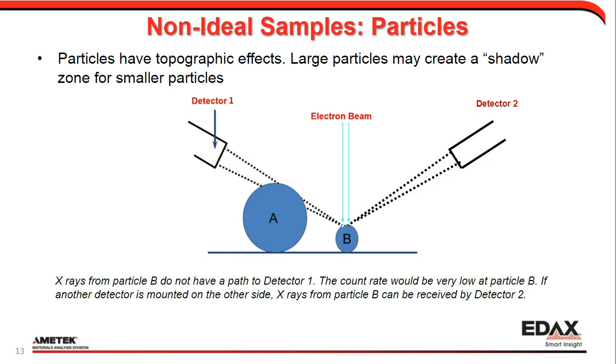For particles or other small objects adjacent to large objects, the large objects may create a shadow zone for the smaller objects. Here, particle A is much larger than particle B. When analyzing particle B, X-rays excited from particle B won't have a path to detector 1. The count rate will be very low in particle B. If detector 2 is mounted on the other side, particle B is not shadowed anymore, and the count rate will go back to normal.